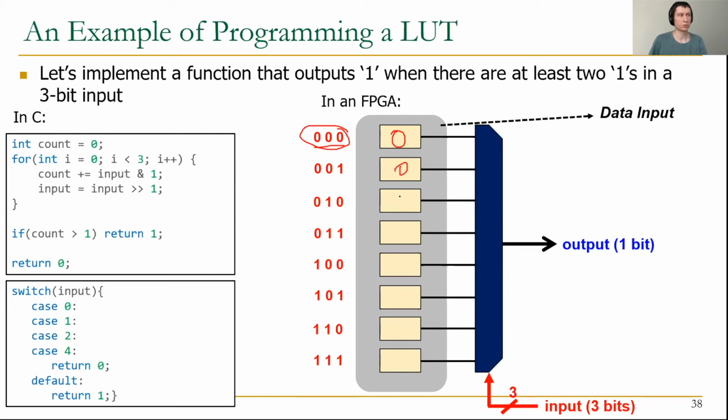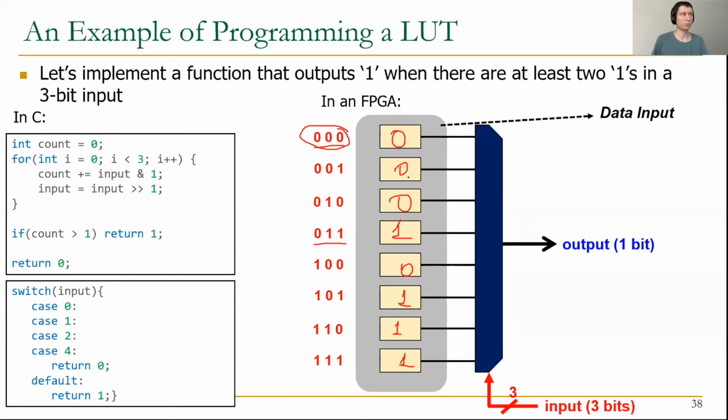Similarly, this should also be 0. This should also be 0. So here, when the 3-bit inputs that we provide to this lookup table are 3, or 0, 1, 1, we have 2 ones, and the output should be 1. That should be outputted in that case. Okay, so you can see that it's straightforward to fill those. Every time we see 2 or more ones, we write 1, otherwise we write 0. Okay, so programming the FPGA to implement such simple circuits is pretty easy.